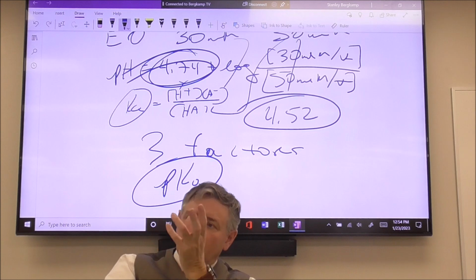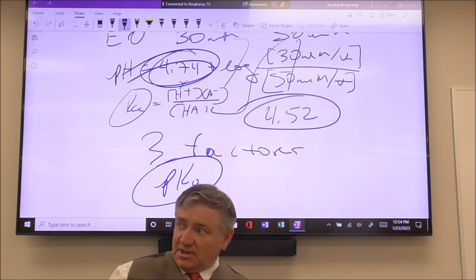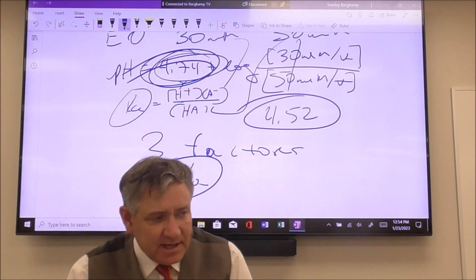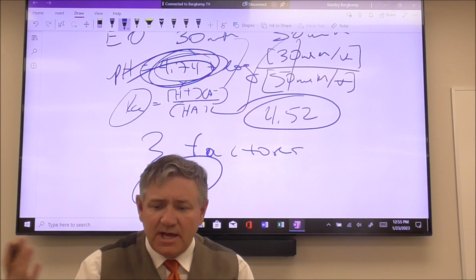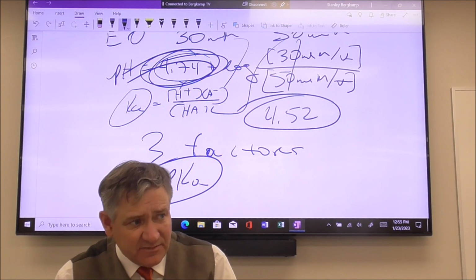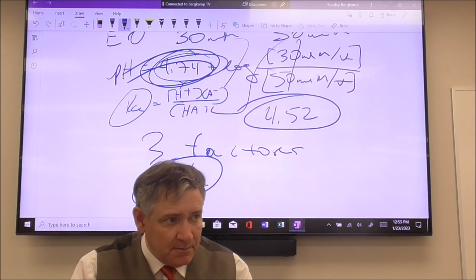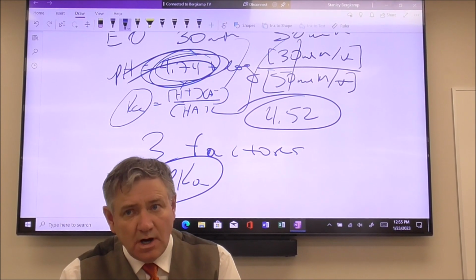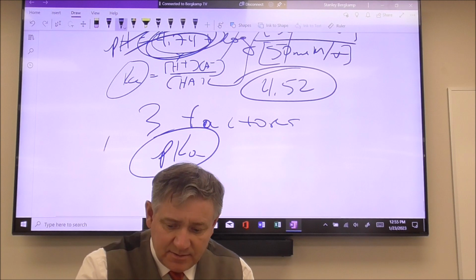So a lot of times you have to prepare buffered solutions. That's what you're going to do in the lab, for example. If I want to make a buffered solution of around 5, I could deal with acetic acid because the pKa is like 4.74. Now, if I want a buffered solution with a pH of 8, I wouldn't choose acetic acid because I'm starting so far away from 8. So when you're deciding which acid to choose, choose one with a pKa close to the pH that you want to end up with. So that's your first factor.